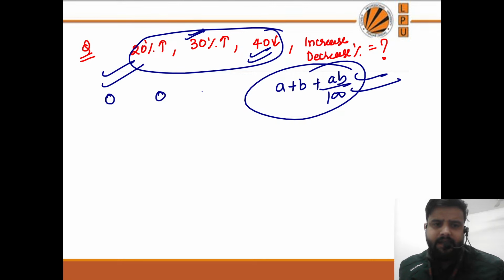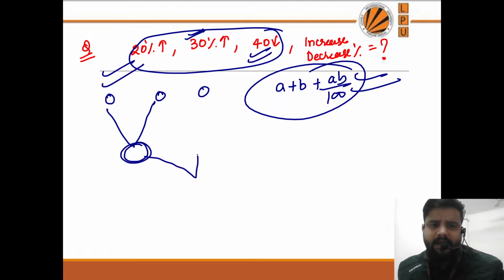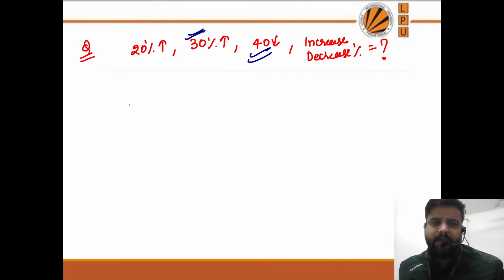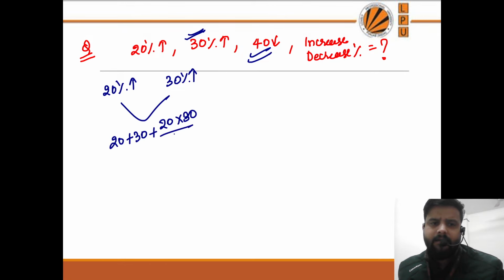These are 3 percentage values. First of all, we will apply the method to the first 2 percentages. Whatever result we get, we will then apply with the third percentage value. That's how we should use this formula if you want to solve using this formula only. So I'll apply the method between the 20% increase and the 30% increase: 20 plus 30 plus 20 into 30 divided by 100. It will give you 56.